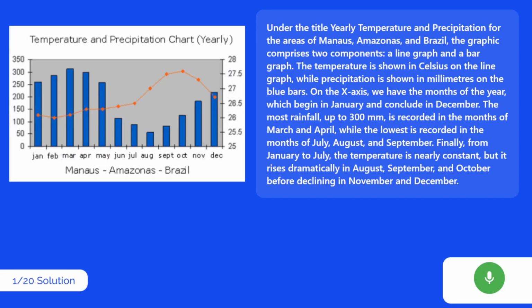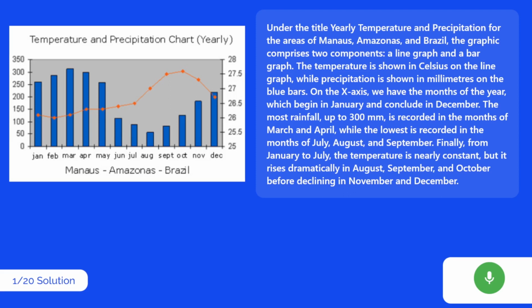Under the title Yearly Temperature and Precipitation for the areas of Manaus, Amazonas, and Brazil, the graphic comprises two components, a line graph and a bar graph. The temperature is shown in Celsius on the line graph, while precipitation is shown in millimeters on the blue bars. On the x-axis, we have the months of the year, which begin in January and conclude in December.